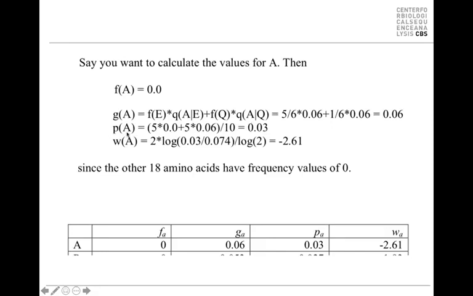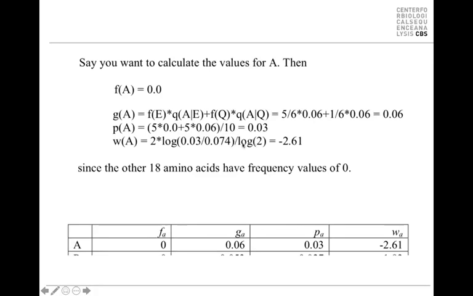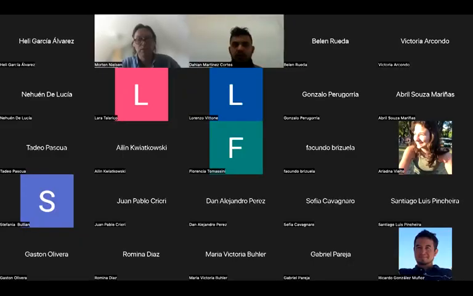And now we want the weight matrix value, which is this value up here, the P, divided by the background frequency for alanine. It is again given in the PDF of the exercise, 0.074. So this is the ratio, the log of that divided by log of 2. 2 times that gives you minus 2.61. So now you have all the 4 numbers and you're done. Now your exercise is just to pick another amino acid and do exactly the same. I'm going to make the breakout rooms just now.